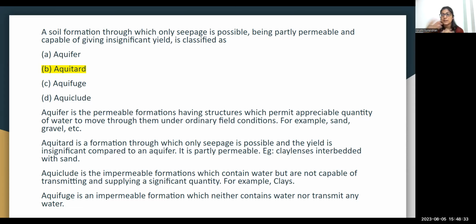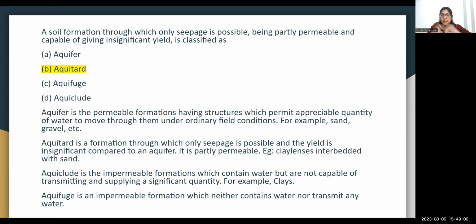Examples of aquifers are sand and gravel. I think sandstone and limestones are also good aquifer material. I think gravel is the best aquifer material. So that's about aquifer. Aquitard is a formation that's not as good as an aquifer. It consists of water and can also yield water, but it is not as good as an aquifer. Seepage is possible, but yield is comparatively less. An example for this is clay lenses integrated with sand.